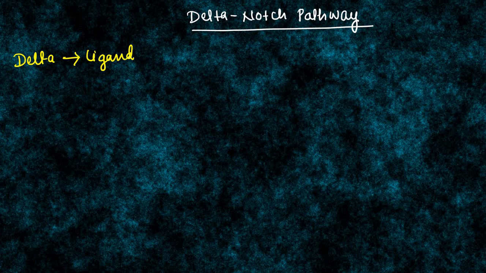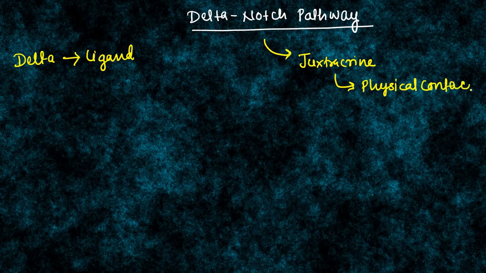I think you have heard about juxtacrine signaling, right? Juxtacrine signaling is a type of signaling in which there is direct physical contact between the cells. And one example of juxtacrine signaling is the notch delta pathway.